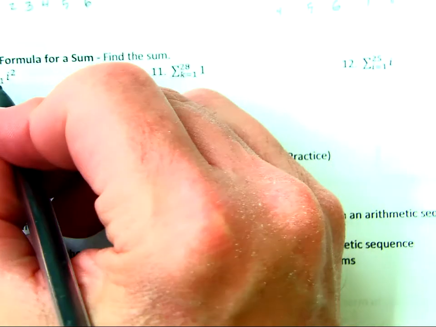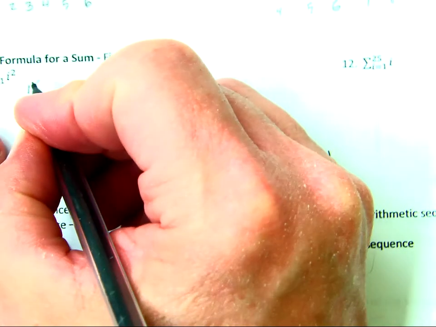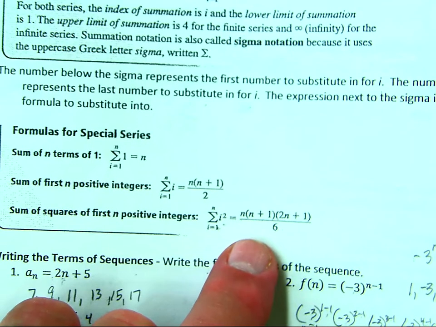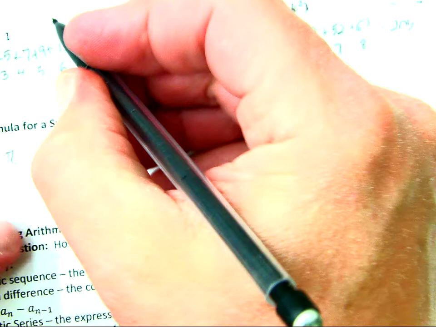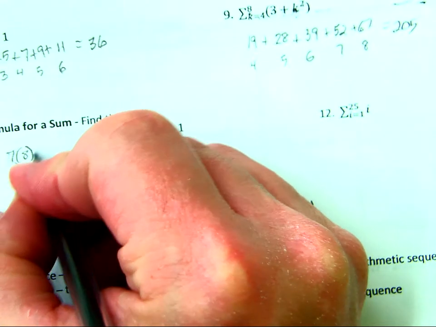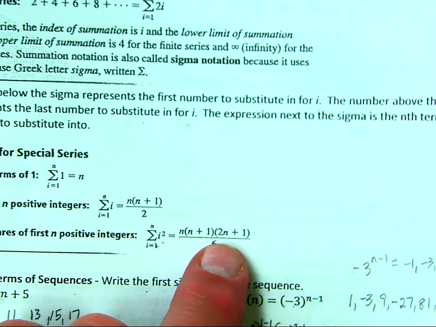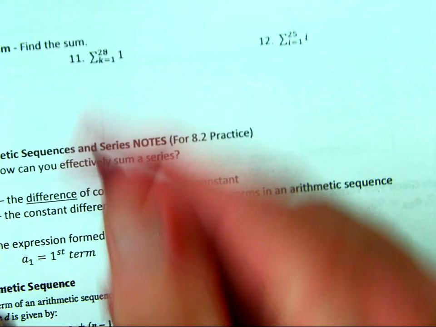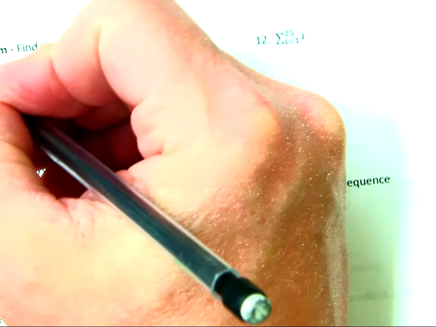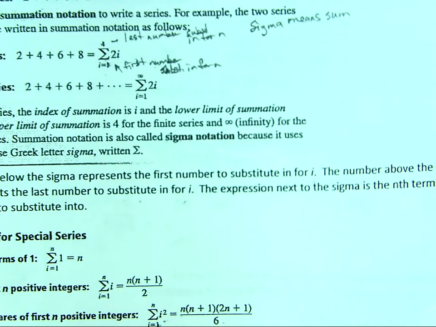So for this one, we're going to take n times n plus 1. Sorry, n is 7, excuse me. So the top number, n, is 7. Then it was times n plus 1. So 7 plus 1 is 8. And then it says 2n plus 1. So that'll be 2 times 7, 14, plus 1 is 15. All over 6.